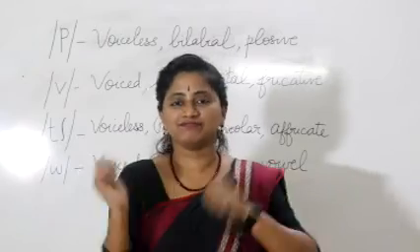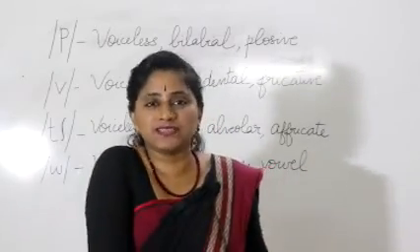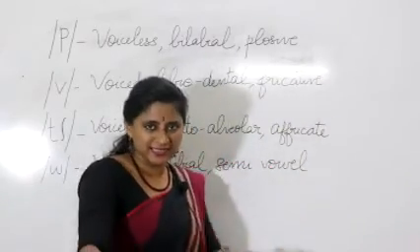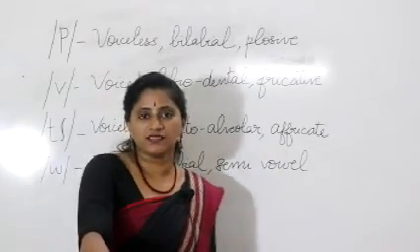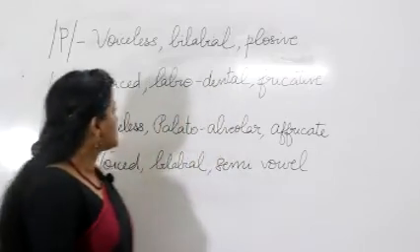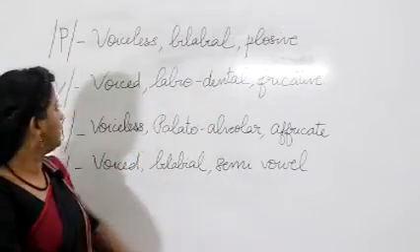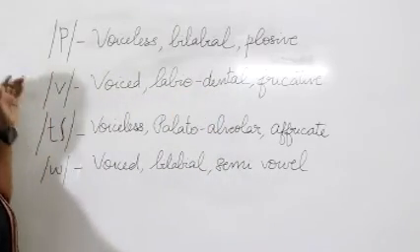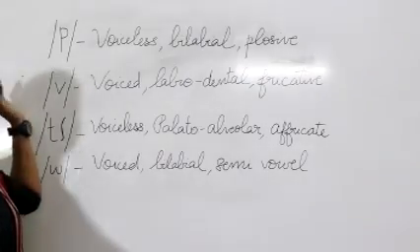So let's go on to the three-term label chart. This is not a chart. I had just hand-picked a few consonant sounds in order to show how we should write the three-term label. So here is the three-term label. I have taken four consonant sounds.